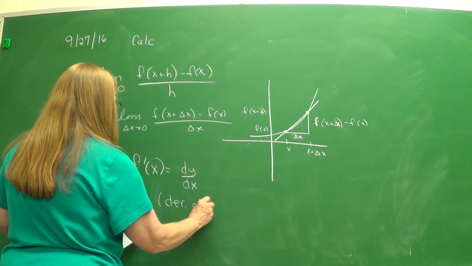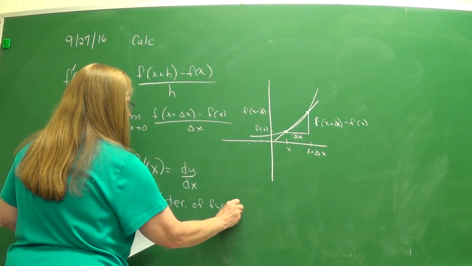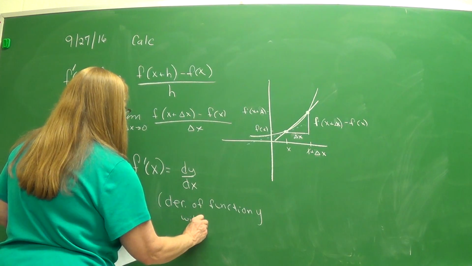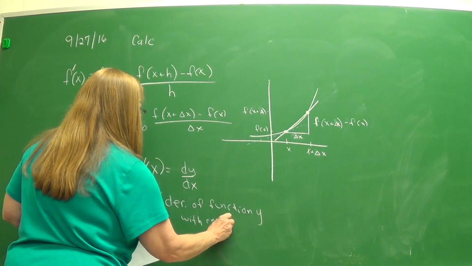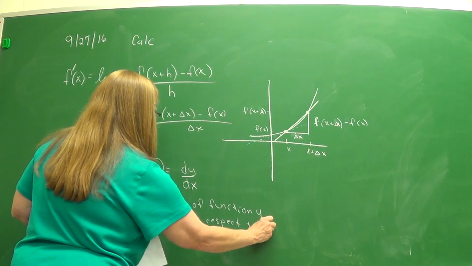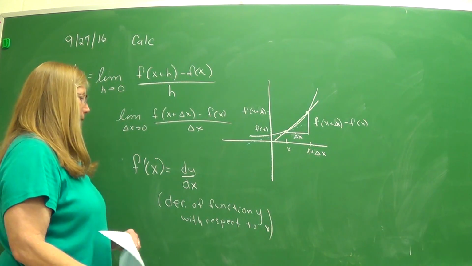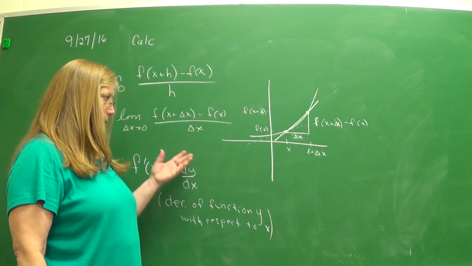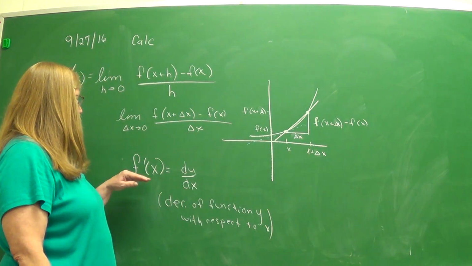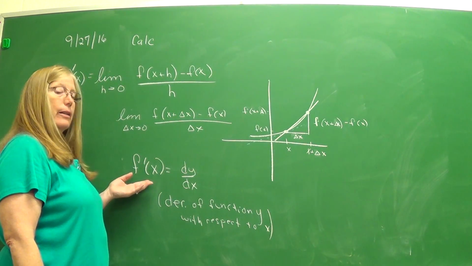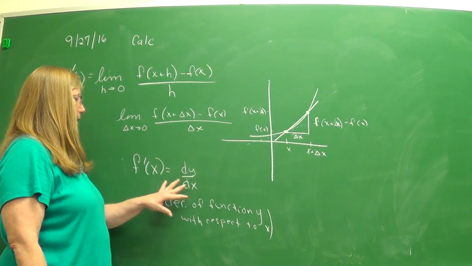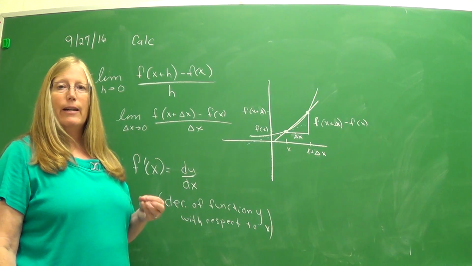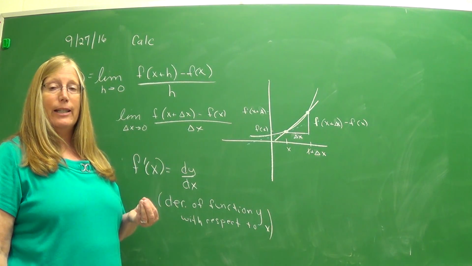Derivative of function y with respect to x. This with respect to x tells me what the independent variable is in the problem. So often it's x that we're happy using functional derivative notation that doesn't even mention what the variable is.